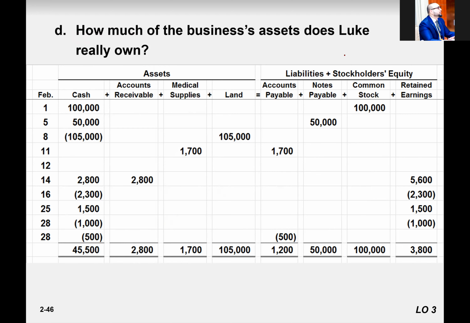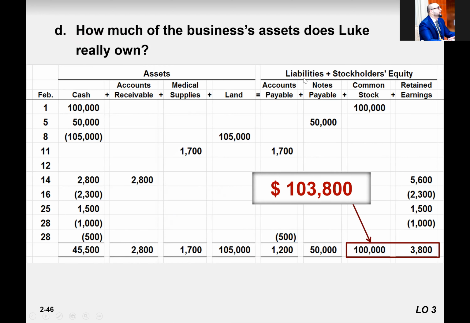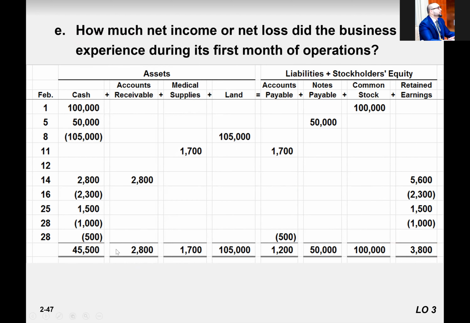How much of the business assets does Luke really own? The business assets are, because these are owner's claims. So how much is the owner's claim on the business, the total shareholder equity, which is common stock and retained earnings, total 103,800. And how much is net income? Net income is equal to sales minus all expenses here. So you can just find out this is 3,800.